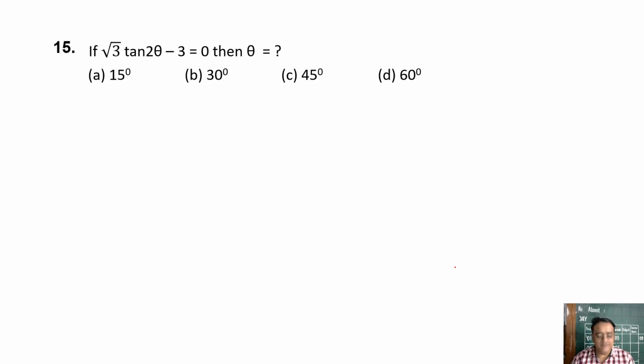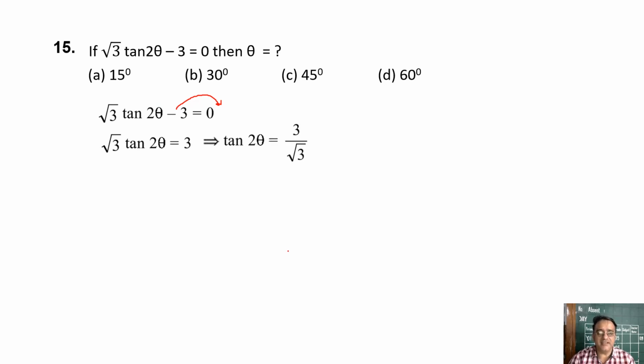Now we'll move toward question number 15. There are 20 questions in total. If root 3 tan 2 theta minus 3 is equal to 0, then theta is equal to dash. So this is given. Now you shift 3 to this side, and the minus 3 shifted here will become plus 3. Okay. So what is tan 2 theta we are getting? 3 by root 3, and 3 by root 3 is nothing but root 3 only. Tan of root 3 comes at which angle? Tan 60. Right, tan 60 degree.